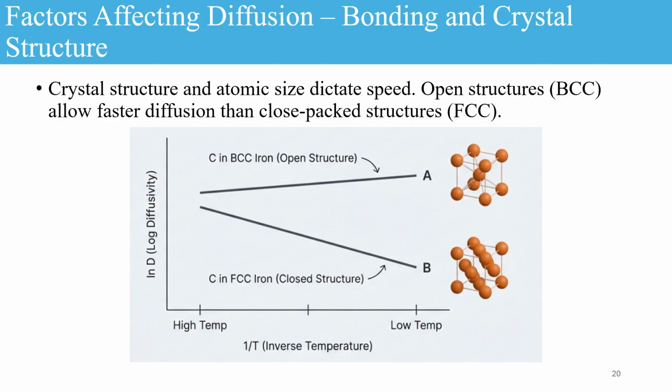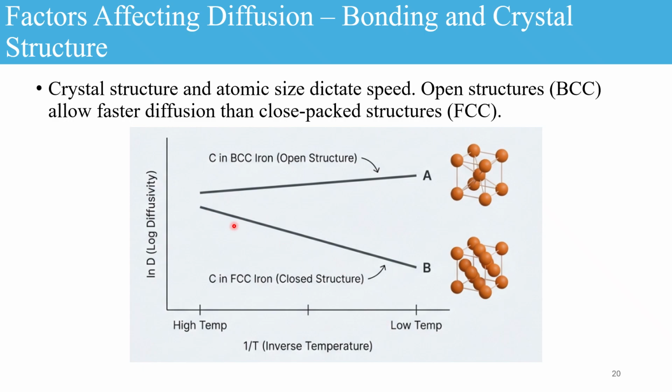The other factor that affects the diffusion is bonding and crystal structure. The crystal structure and atomic size dictate the speed of the diffusion. Open structures such as the body-centered cubic structure allow faster diffusion than close-packed structures such as the face-centered cubic. And we see a similar diffusivity versus temperature relationship here.